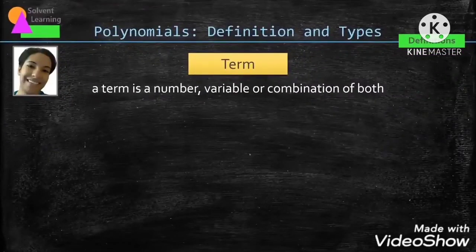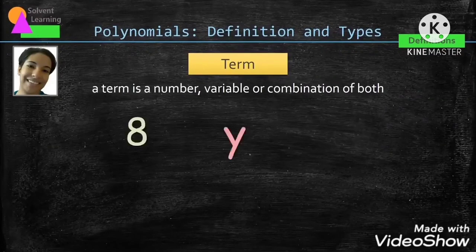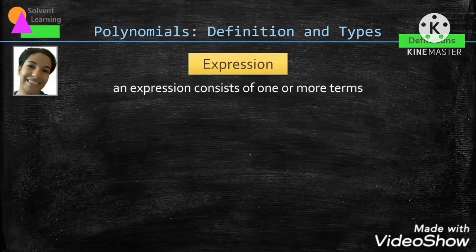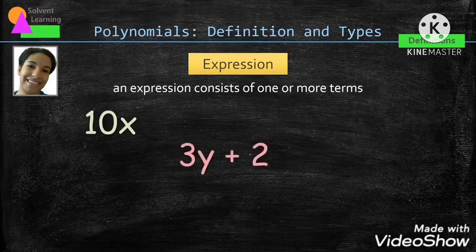A term is a number, variable, or a combination of both. An expression consists of one or more terms. This expression has one term, this expression has 2 terms, and this one has 3 terms.